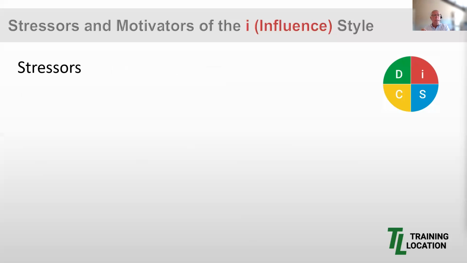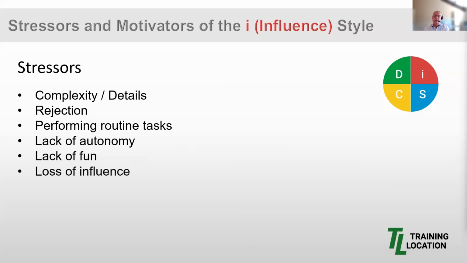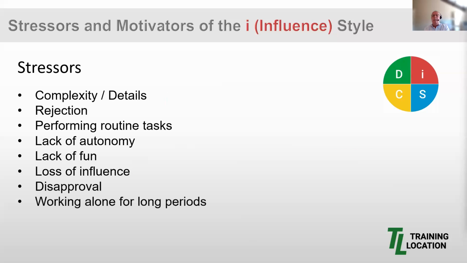As we said, here's a list of factors which may trigger stress for the I style. A lot of complexity, a lot of details. Rejection, and I'm thinking about social rejection here. Performing routine tasks over and over. Lack of autonomy and lack of fun, of course. Loss of influence, the very descriptor of an I style. Disapproval from others. Working alone for long periods of time, and also others' negative attitudes. They can contribute to the stress of an I.